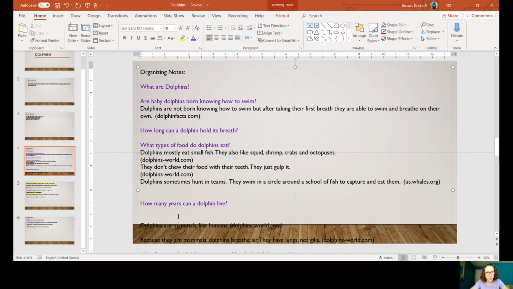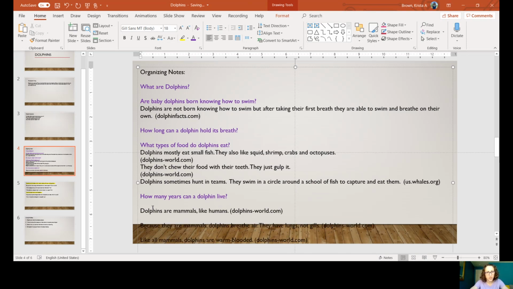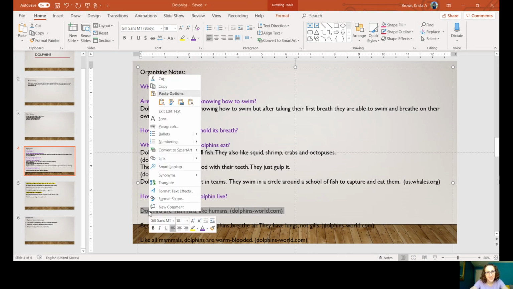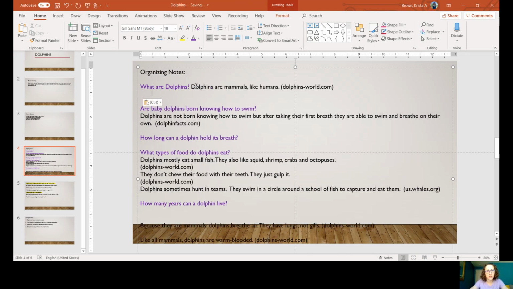Go to my next one. Dolphins are mammals like humans. Oh, well, that is going to go up here. What are dolphins? Dolphins are mammals like humans. That was silly of me to say that. Okay, let's go to the next one.